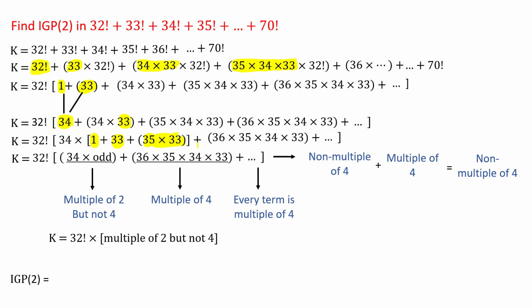So the IGP of 2 in 32 factorial is going to be how much? 16 plus 8 plus 4 plus 2 plus 1. We all know how to find the IGP of 2 in 32 factorial. That is going to be how much? 31. Now the IGP of 2 in this bracket is going to be how much?